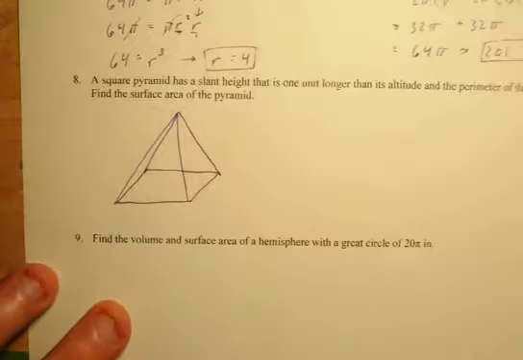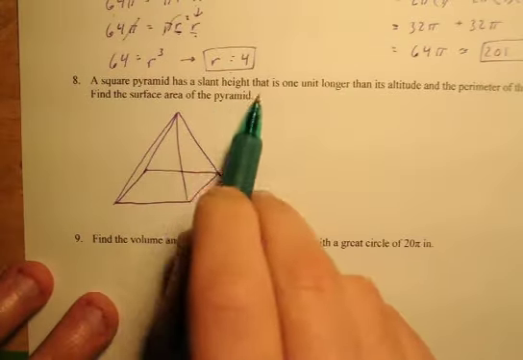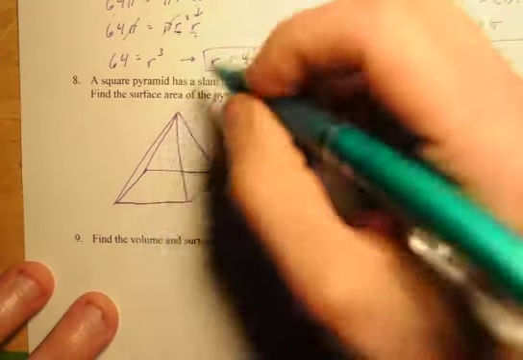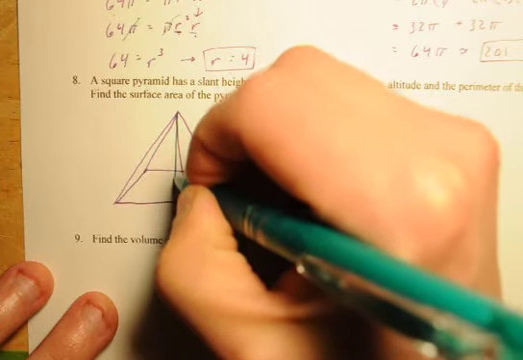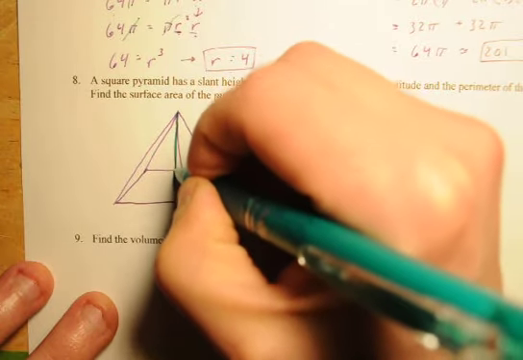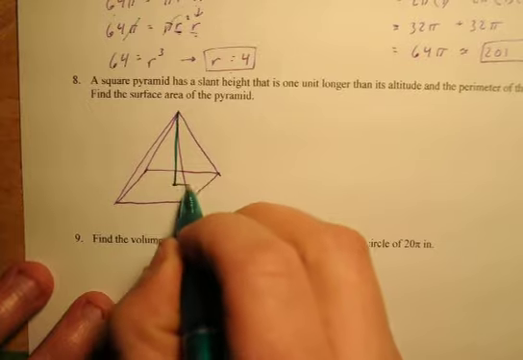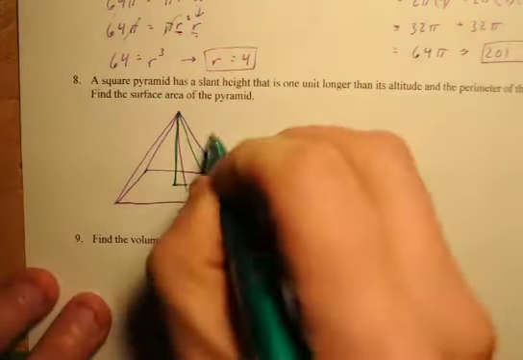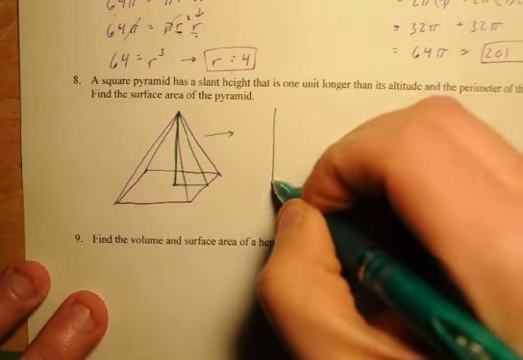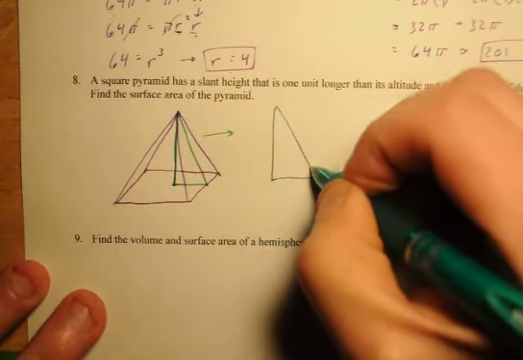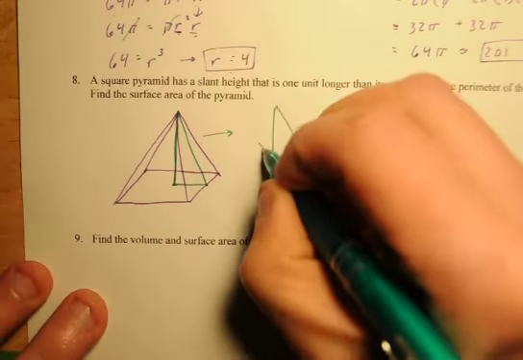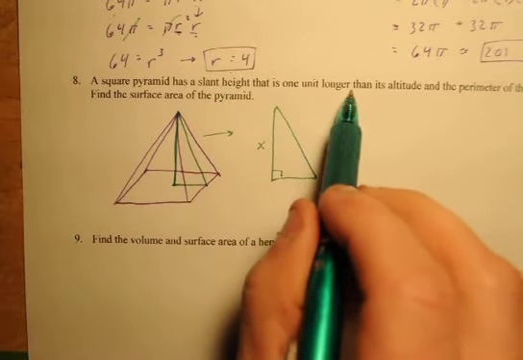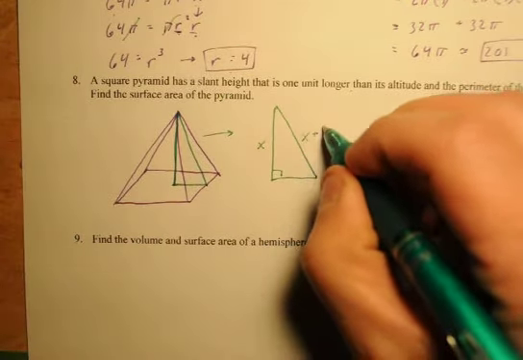So there's our square pyramid. Slant height that is 1 unit longer than its altitude. So here's what that means. It means if we draw this altitude here going from the top down to the bottom, and we do the slant height going down the side, here's what this triangle looks like. If this is x, let's say the height is x, the slant height is 1 unit longer. Like that.